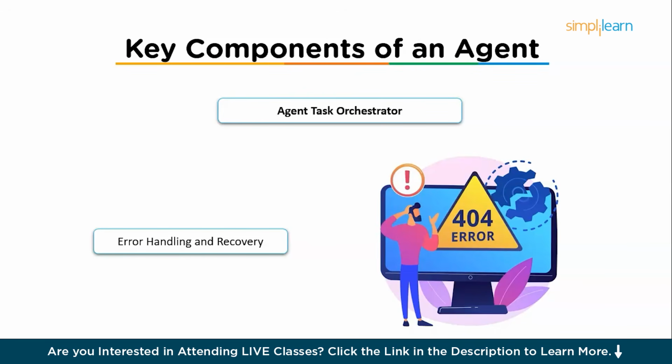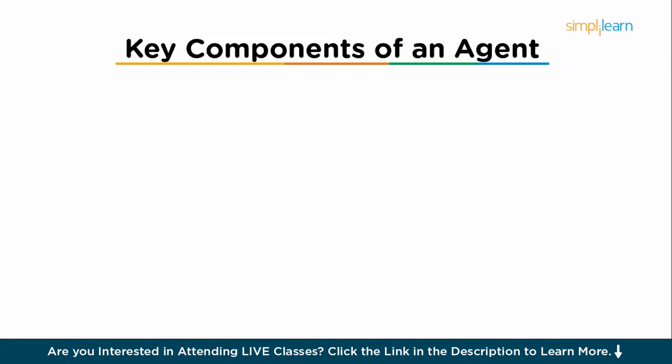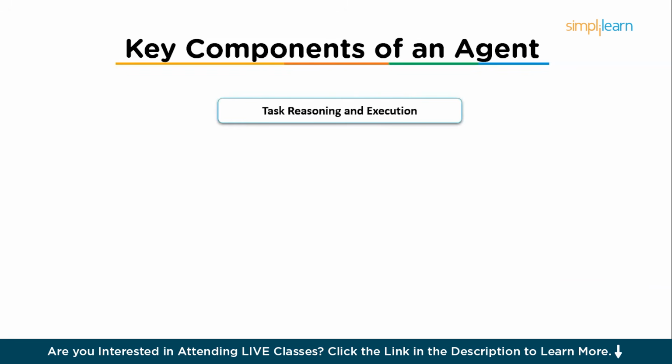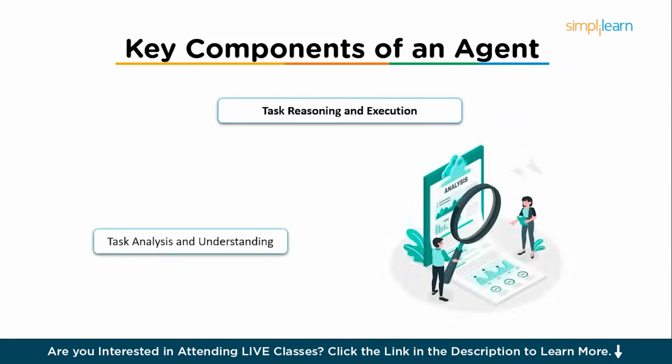Now moving on, the second key important component is task reasoning and execution. This component is where the actual thinking and the doing happen. It is responsible for making decisions and performing the actions necessary to complete a task. So, the first one is task analysis and understanding. It starts by breaking down a complex task into smaller, more manageable steps. The module analyzes the requirements and context of the task, much like planning out steps to solve a problem.